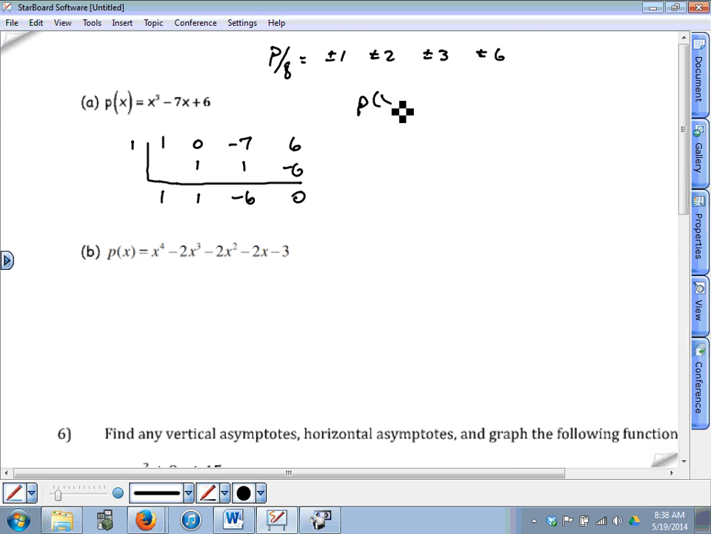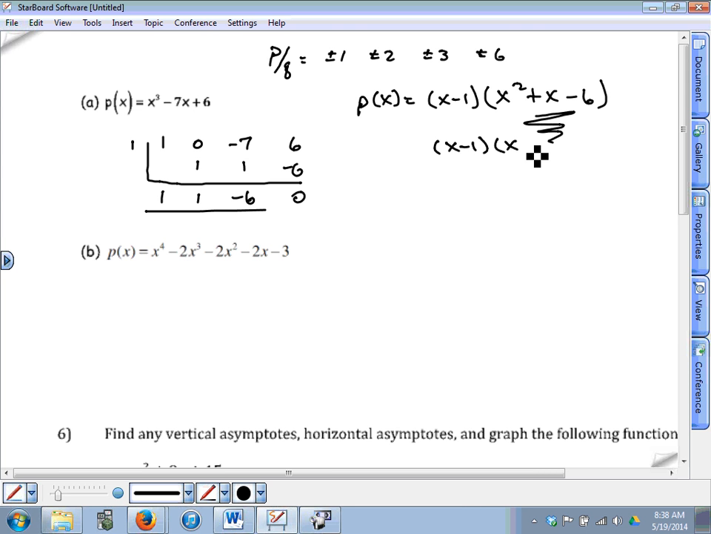So what that means is p of x now equals x minus 1, and then the leftover polynomial is x squared plus x minus 6. What's so nice about that leftover polynomial? The factors. So it's x minus 1, x plus 3, x minus 2. So we've got it fully factored. Now we can state the zeros. The zeros are 1, negative 3, and 2.